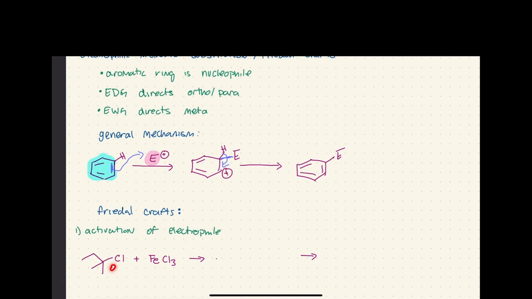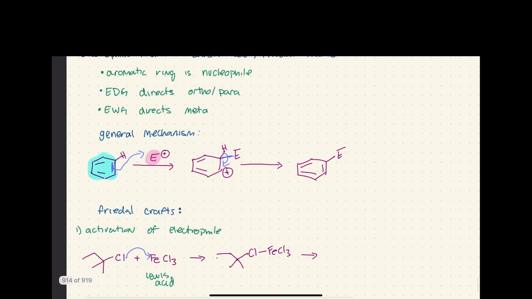We're going to use some type of alkyl halide and a Lewis acid. We need the Lewis acid in order to activate the electrophile. And so what we see happen here is that the halide of our alkyl halide attacks the Lewis acid, and this is going to create a Lewis adduct. This Lewis adduct is going to be negatively charged on the metal and a positive charge on the chlorine.